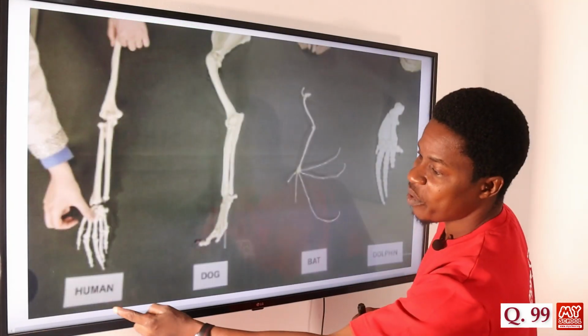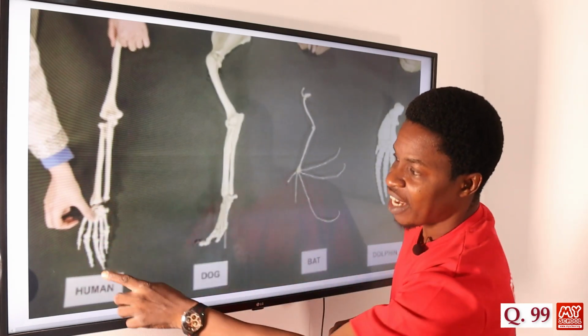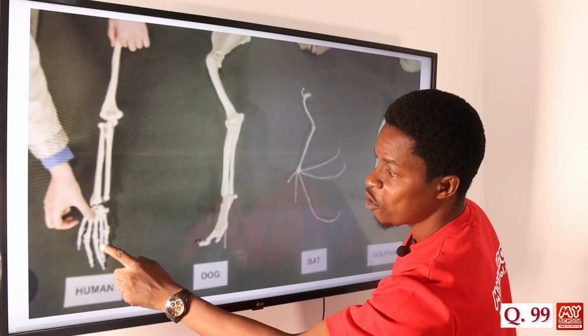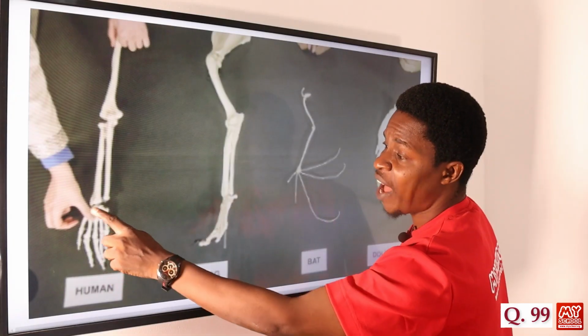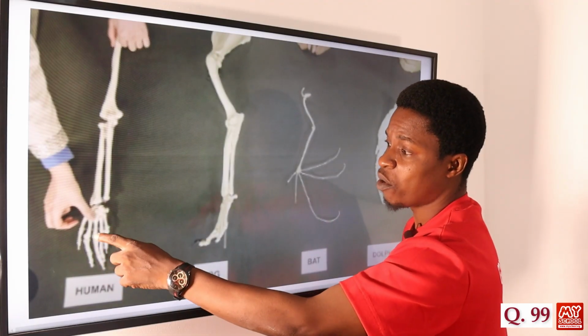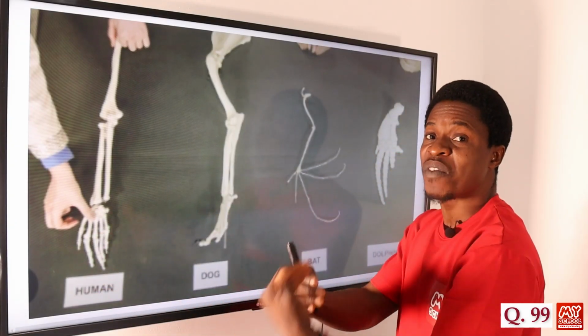So you can see here we have humans. This is the forelimb, like our hand. Now you can have the skeleton. You have 1, 2, 3, 4, 5. So we have about 5 different digits, five bones that make up this forelimb. That's why we call it pentadactyl in humans. Now I want to compare it. That's why it's comparative anatomy.